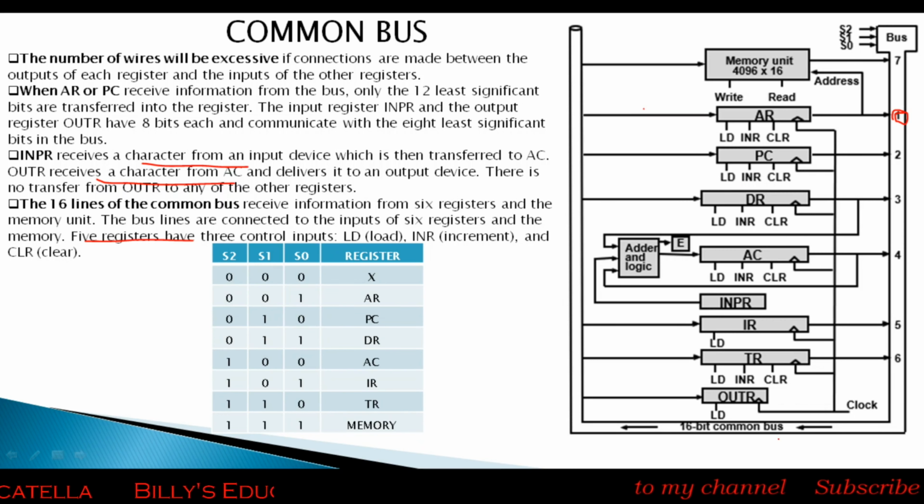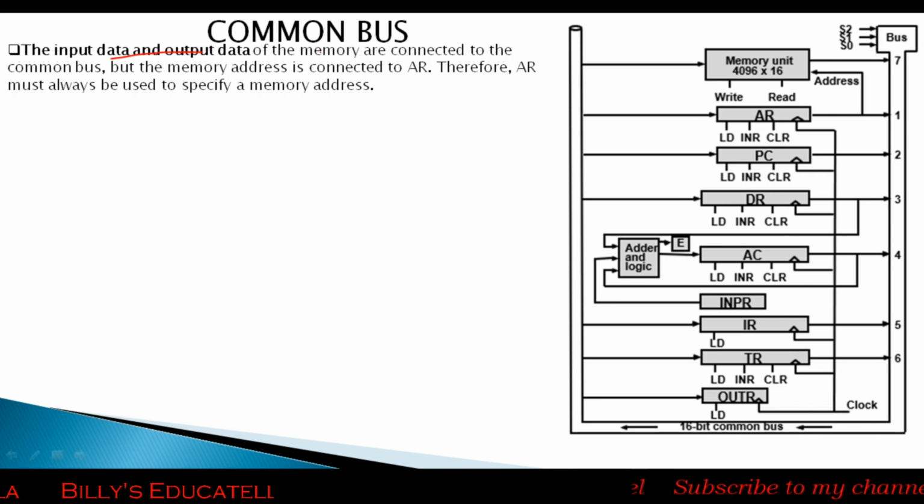The data is transferred to the required register where it has to go. The input data and the output data of a memory are connected to the common bus. Here the input data of the memory and the output data of the memory unit are connected to the common bus, but the memory address is connected to the address register. Therefore, the address register must always be used to specify the memory address.